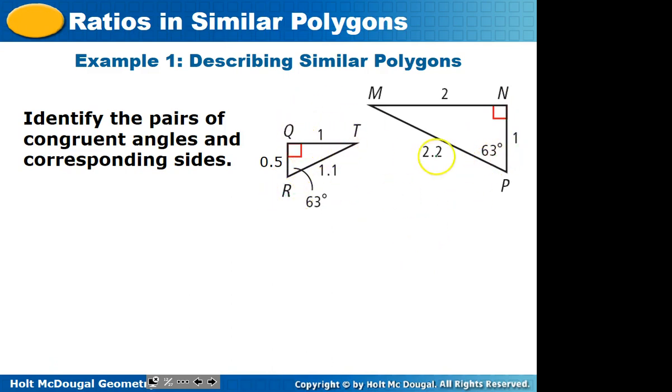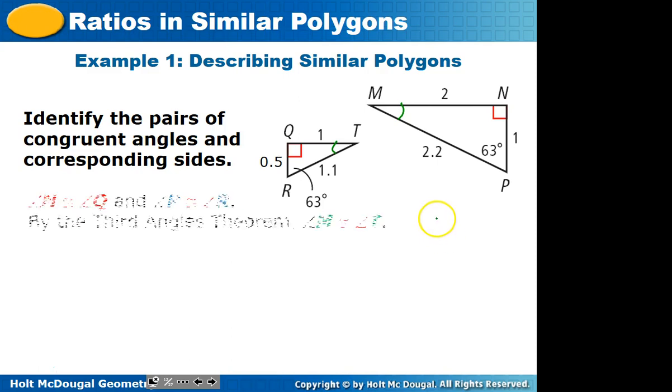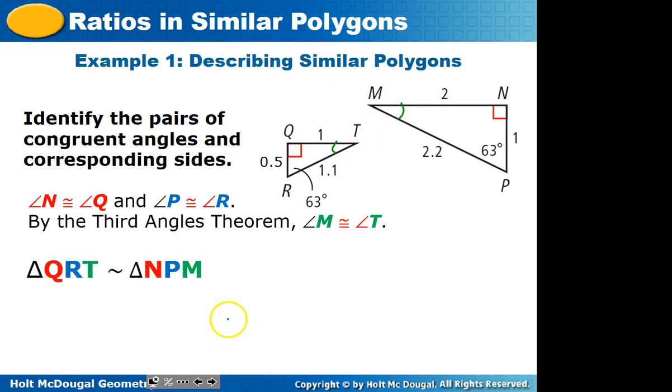Now, the reason why we could say that T is congruent to M is because they are the third angles in two triangles. And if two angles of one triangle are congruent to two angles in another triangle, then the third angles are congruent. So this means that we can say that N is congruent to Q, P is congruent to R, and by the third angles theorem, we can say that M is congruent to T. Now what we're going to do is write a similarity statement. So we're actually going to map these. We're going to say that this first triangle over here, triangle QRT, is similar to NPM.